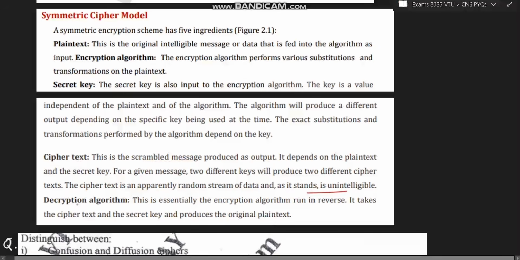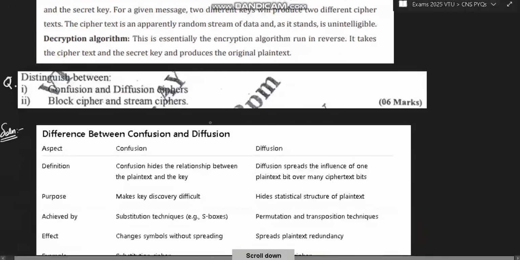Okay, the decryption algorithm is essentially the encryption algorithm run in reverse, so that we get the plain text back from the ciphertext. Now another definition: distinguish between confusion and diffusion, and between block cipher and stream cipher. This is also a much repeated one. So what's the difference?